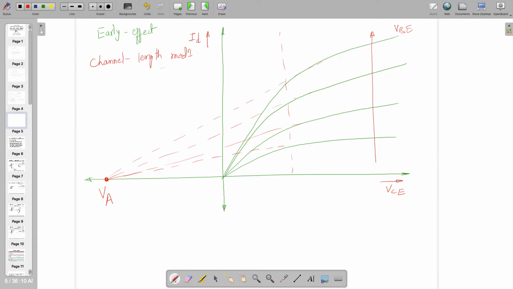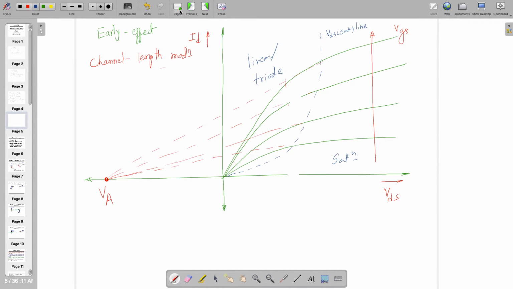Here this becomes ID with respect to VDS, and this is VGS. So as VGS is increasing, this is like this. But note that this line does not look like this. It looks like this one. So this is called the VDS set line, and this is in saturation mode, and this is in linear or triode mode.